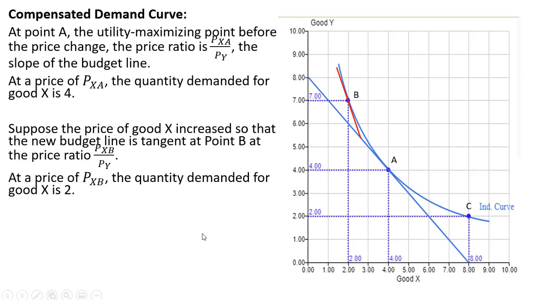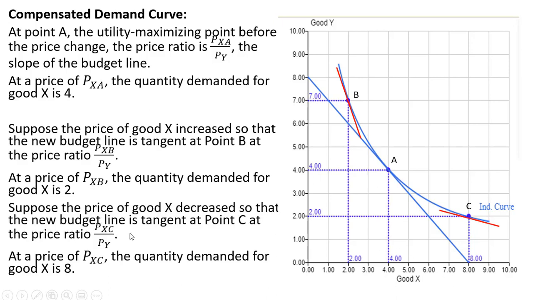And now we're going to bring our attention to point C. Suppose the price of good X decreased so that the new budget line is tangent at point C at the price ratio P_X^C divided by the price of good Y. At a price of P_X^C, the quantity demanded for good X is 8.